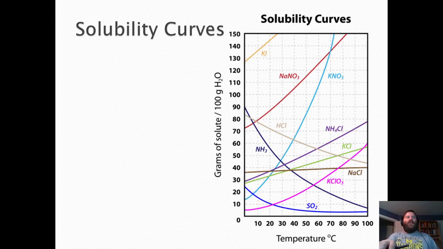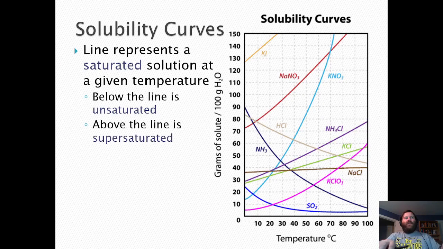Alright, so to demonstrate this, we have these things called solubility curves. What these show, you can see on the y-axis, we've got grams of solute per 100 grams of water. So this is basically saying on the y-axis how much will dissolve in 100 grams of water. And on the x-axis down here, we've got temperature. And these different lines are all just different substances.